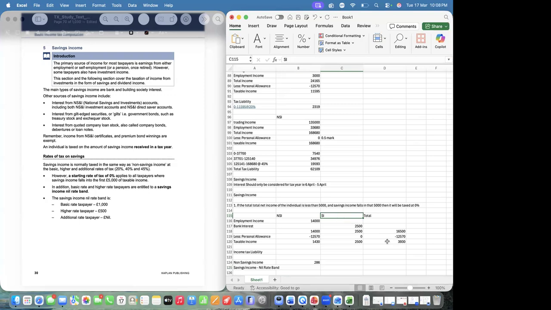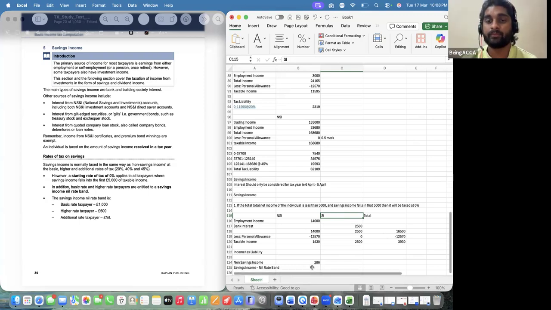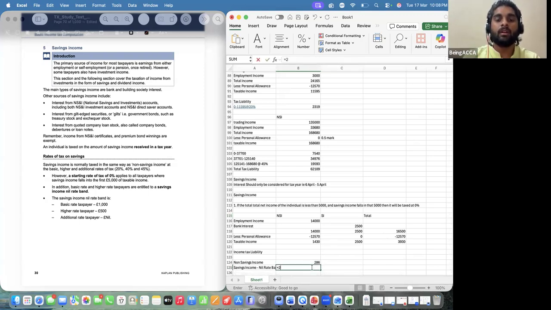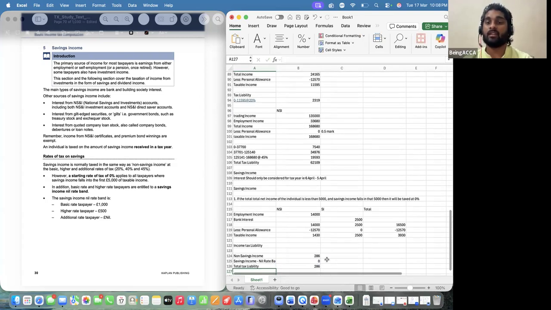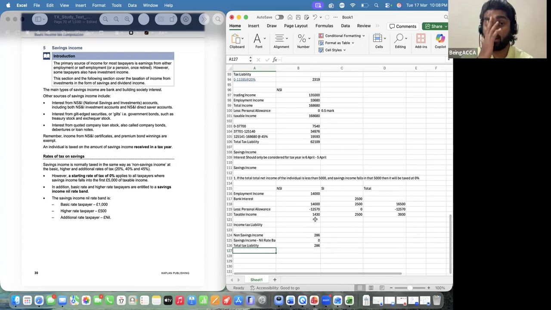Of the total income, then it will be zero. So it will be 2,500 into 0%, making your total tax liability equal to the sum of these both, which is 286. Is this clear? Did you understand what the nil rate band is?